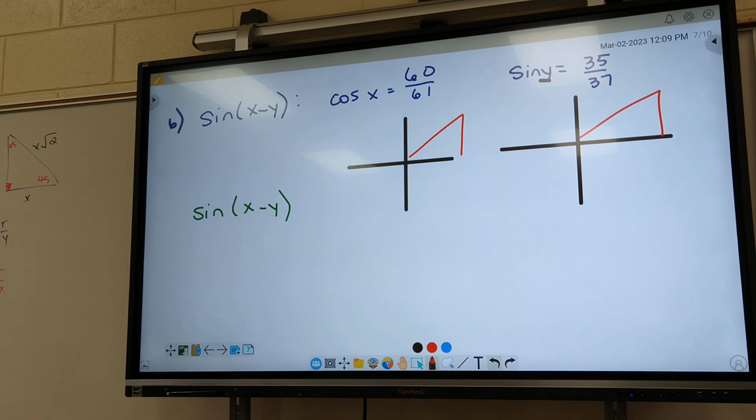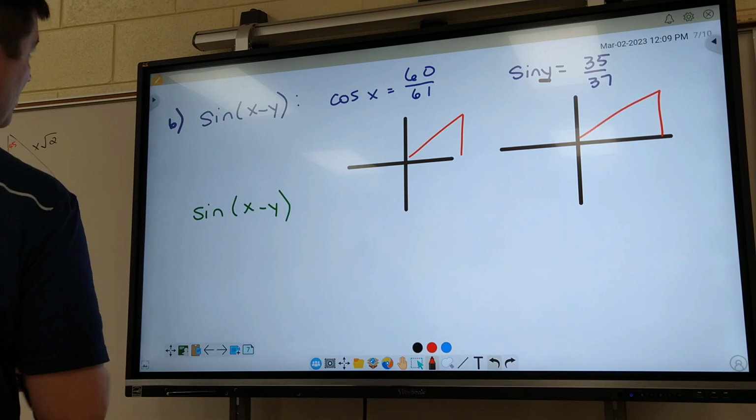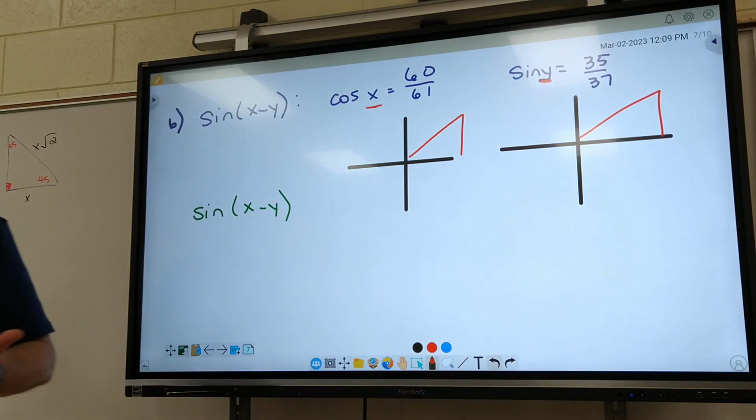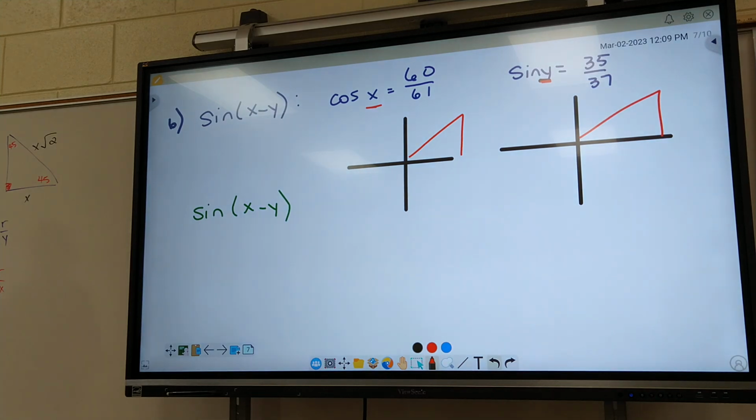2 triangles, both in the first quadrant, and now we have to label each triangle. So why can't we just draw one triangle for these? Well, because it's got an X and it's got a Y variable, which means they're completely different. So that's why you have to draw both triangles.